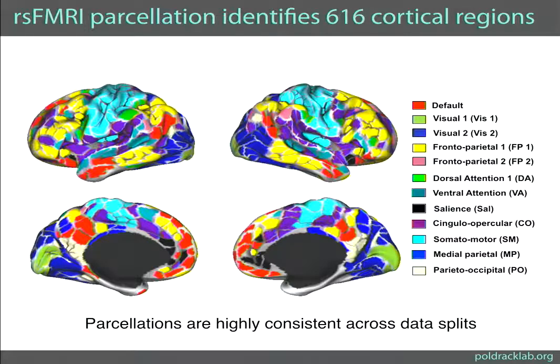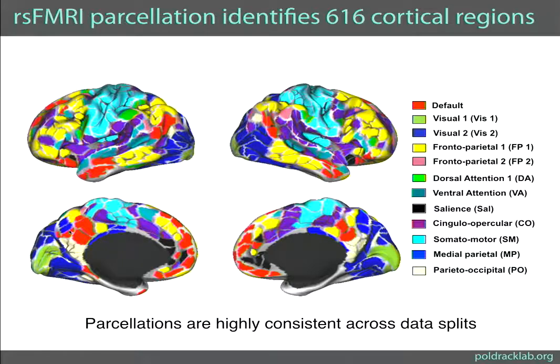In my data, we get 616 regions that pop out. The gray lines here are the boundaries between those regions. So each of these little spots, like that one right there, is one of these cortical regions. That's one level of organization.